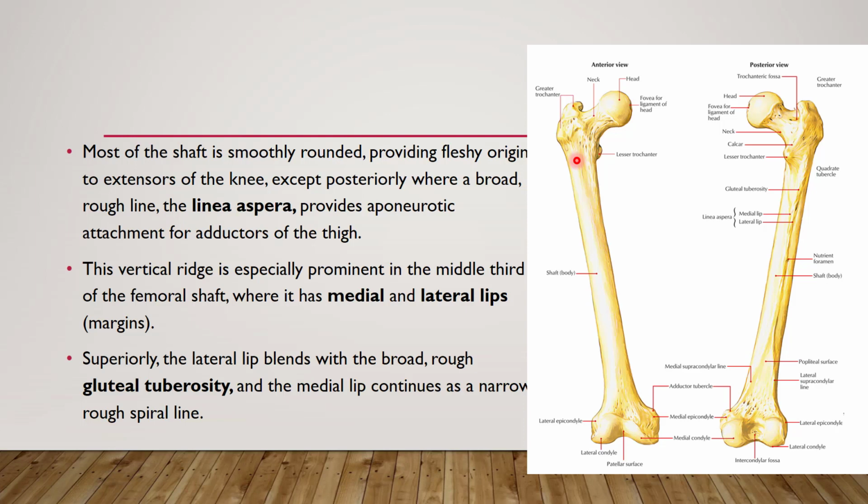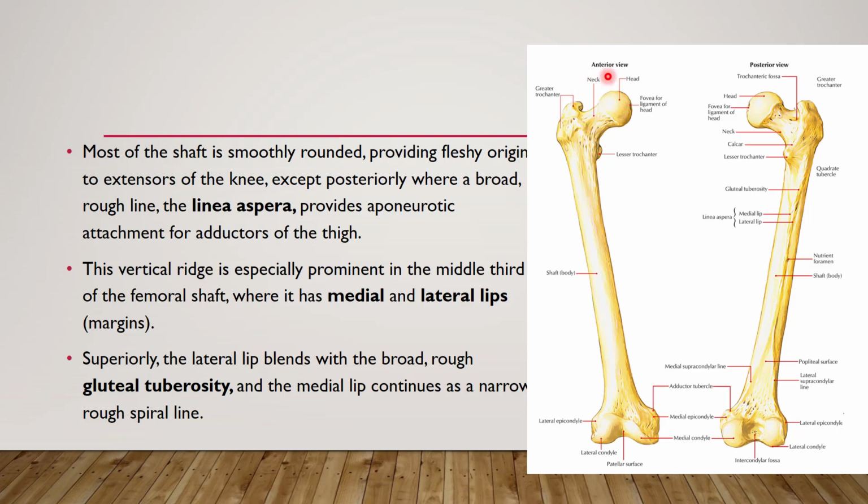But you should put the femur in the normal anatomical position. What is the normal anatomical position of the femur? The anterior surface of the femur shaft is very smooth, but the posterior surface has this rough linea aspera. So first of all, you have to place the femur so that the smooth part of the shaft comes anterior and the linea aspera comes posterior.